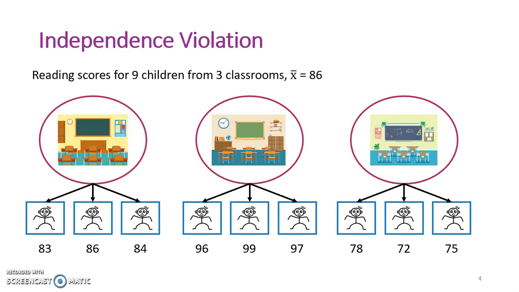Imagine we have 9 scores of reading comprehension for 9 students, and the students are from 3 different classrooms. The scores are listed below each student. We can compute the mean of these scores, which would be 86. Just looking at the raw scores, we can see that the scores in classroom 1 are more similar to one another than they are to the scores in classroom 2 or classroom 3.